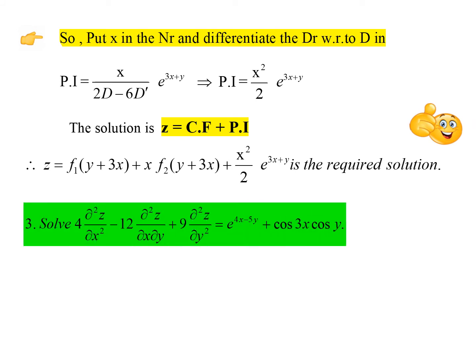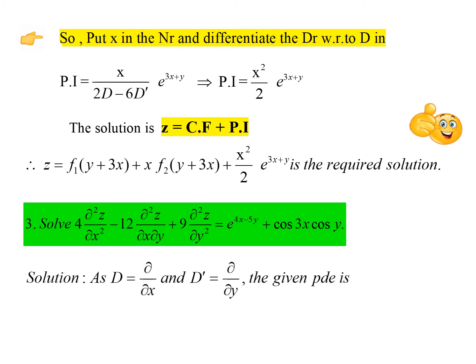Now let us move on to the third problem. So here we have an equation. So first let us find the complementary function. For that, let us write the equation in terms of D and D'. You remember, del by del x is D, del by del y is D'. So the given PDE will become (4D squared minus 12DD' plus 9D' squared) operated on z equal to the right side function.